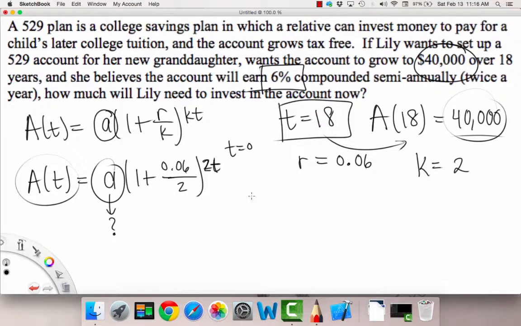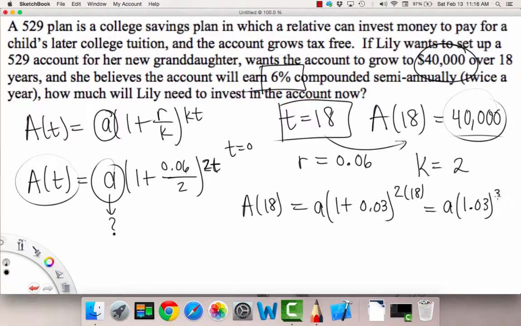So if we plug those in, we get A of 18 is equal to a times 1 plus 0.06 over 2, which is the same as 0.03, and then the power 2 times t, and now t is 18. If we consolidate these things, 1 plus 0.03 is 1.03, and up here we have a power of 36. And we also know that this A of 18, Lily wants it to reach 40,000.